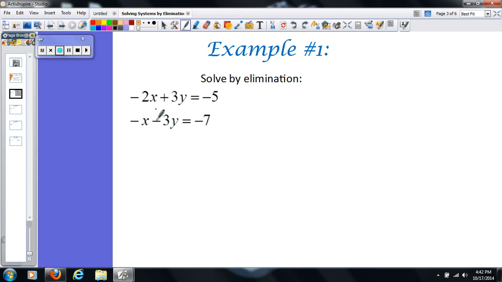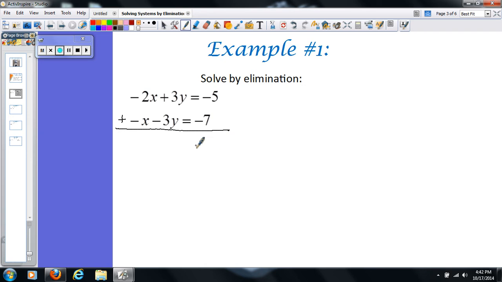So now I want to check the y's. I have positive 3 and I have negative 3. These are what we call opposite coefficients. Okay? One is positive, one is negative. When I add them together, they will give me 0. So because that's the case, I'm going to go ahead and add these two equations together.